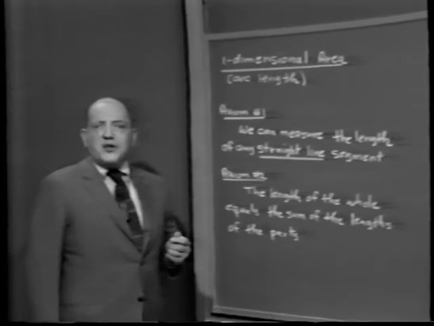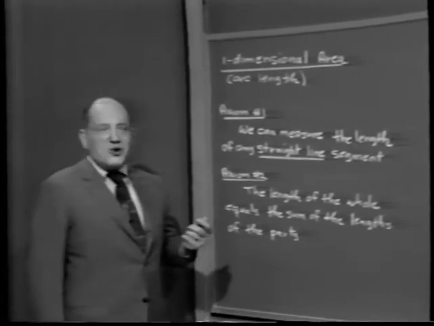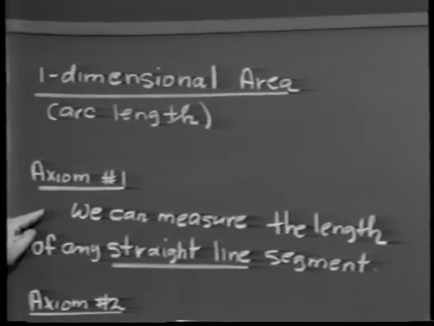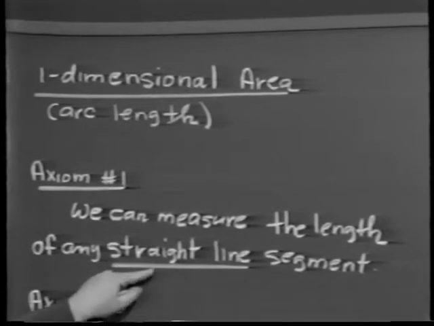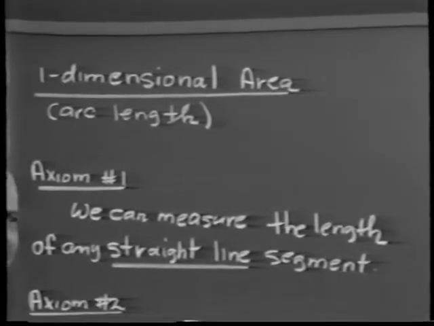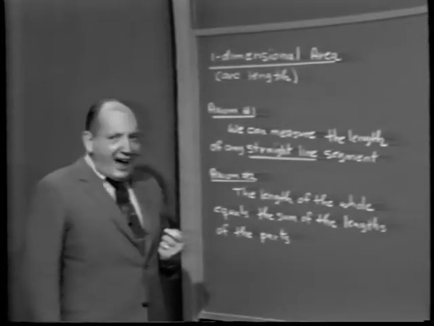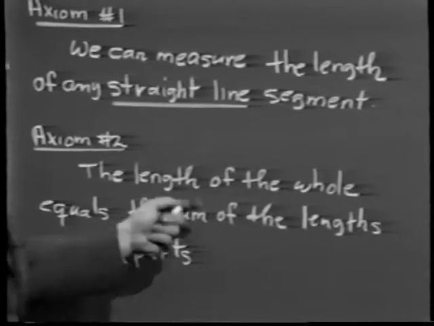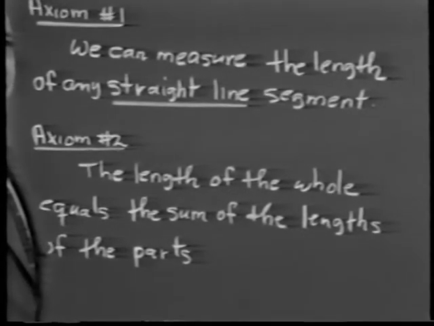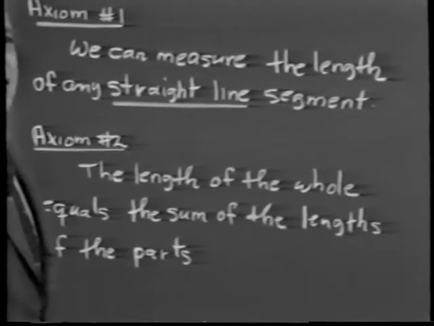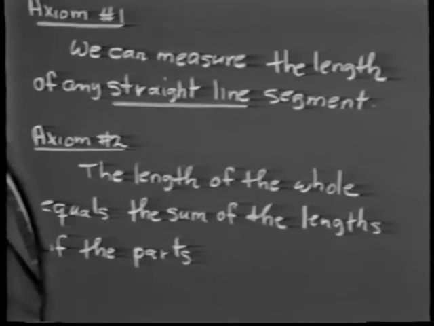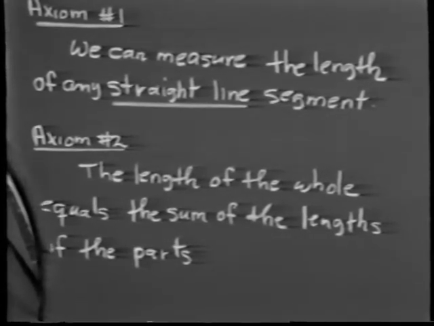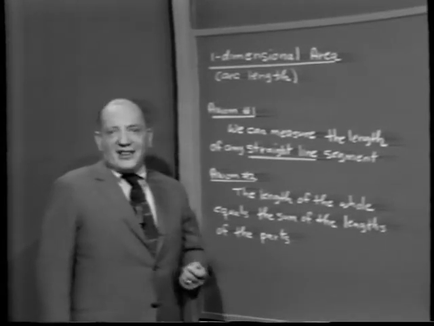And so without further ado, that becomes our first rule, our first axiom. Axiom number one, we assume that we can measure the length of any straight line segment. Okay, that's our building block. The second axiom that we assume is that the length of the whole equals the sum of the lengths of the parts. In other words, if an arc is broken down into constituent pieces, the total arc length is equal to the sum of the arc lengths of the constituent parts. And at this stage we can say, so far so good.